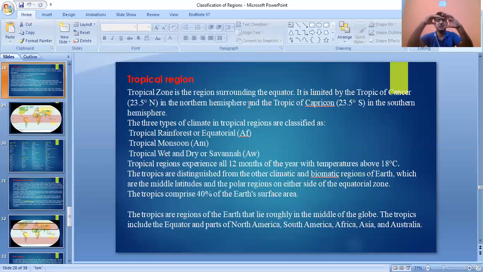So tropical regions are found between the Tropic of Cancer in the north and the Tropic of Capricorn in the south, close to the equator. We'll see three types of tropical climate: tropical rainforest or equatorial, tropical monsoon, and tropical wet and dry or savanna. We will have another video on these climates.